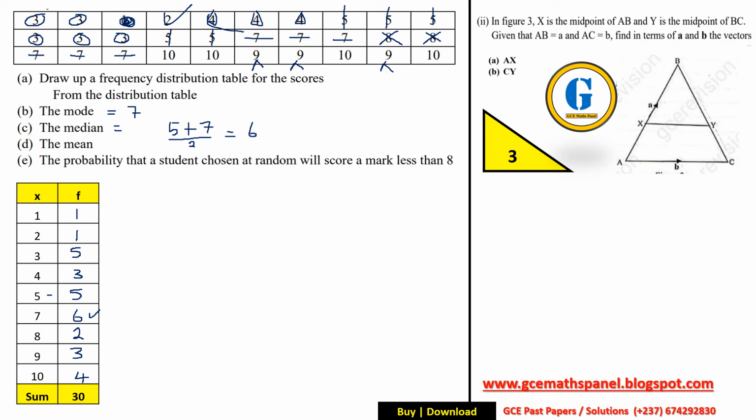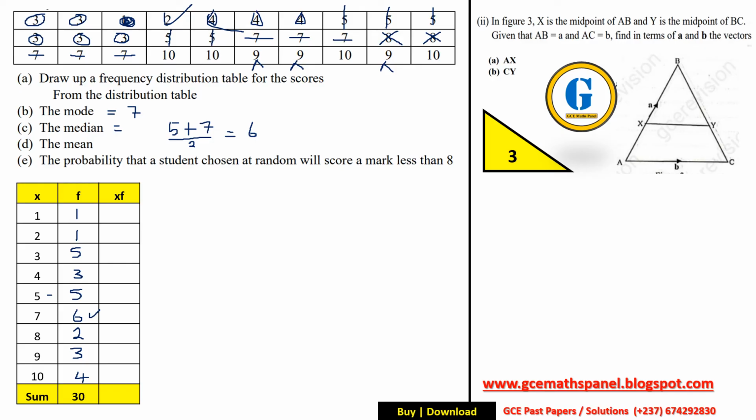All right, so now we have the median. The next thing I need to look for is the mean of these scores. So for the mean, I'm going to add another table for each score times its frequency, or you can just add all of this and divide by 30. You still have the same answer for the mean.